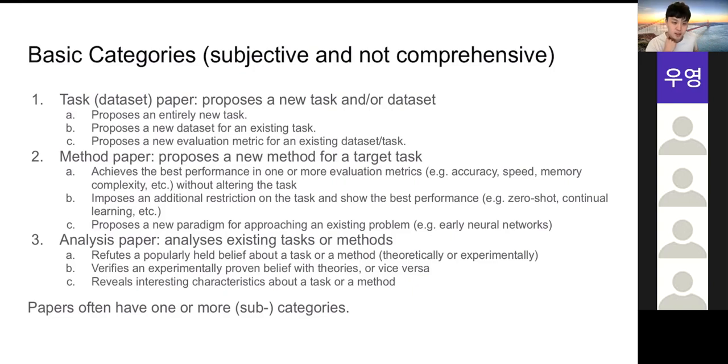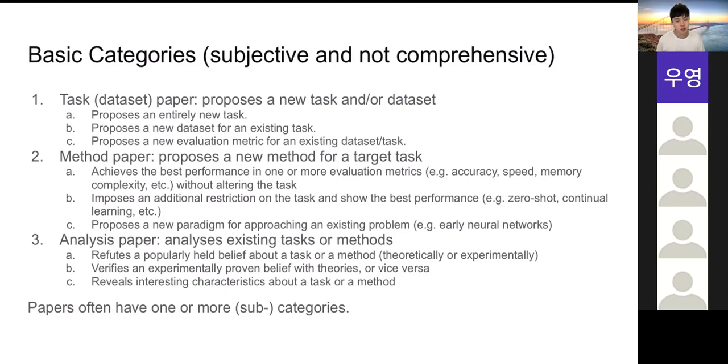So what is a task paper or dataset paper? They propose a new task and/or dataset. In the first case, 1A, it could propose an entirely new task. For instance, I would say someone probably proposed every task for the first time on some day, right? Machine translation was formally proposed many years ago, like the 1960s, 50s. But relatively recent tasks are, for instance, fact verification. Of course, this is more recent because it's a bit more complicated, or it has more components, I think, than other tasks.